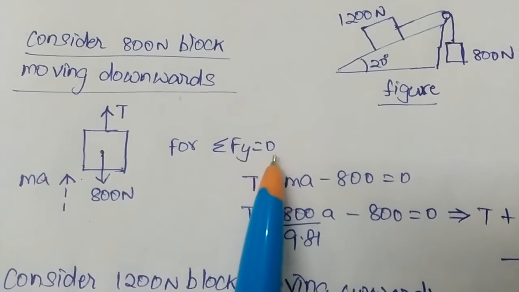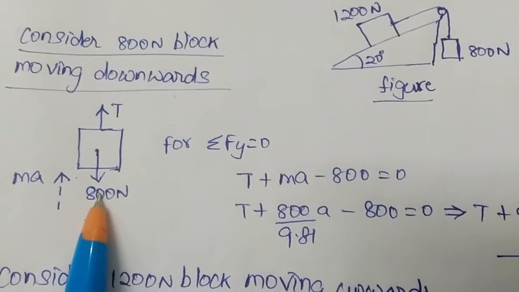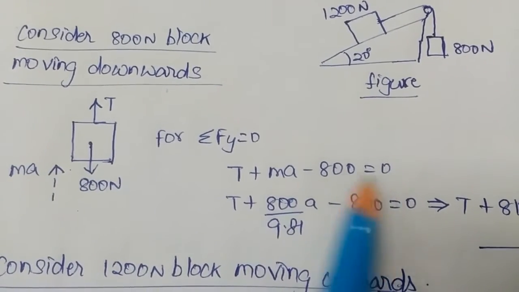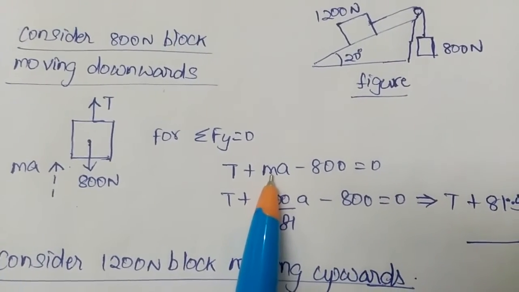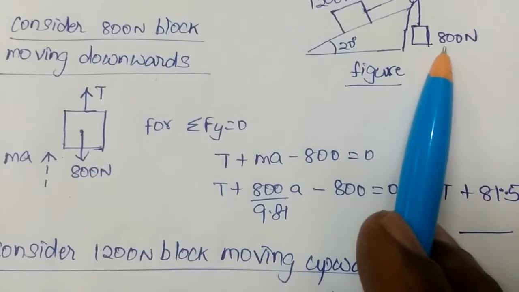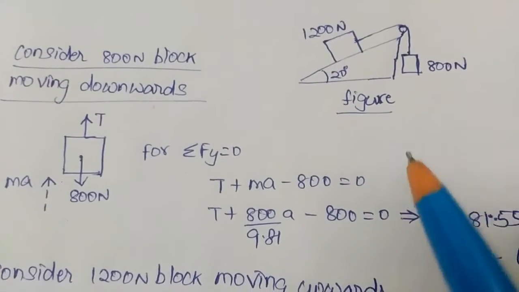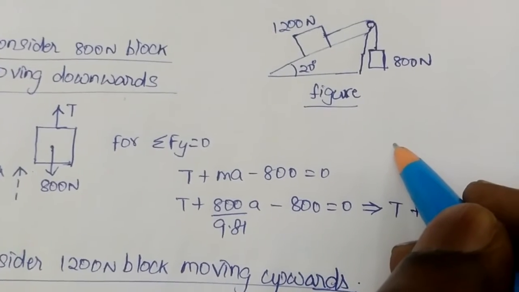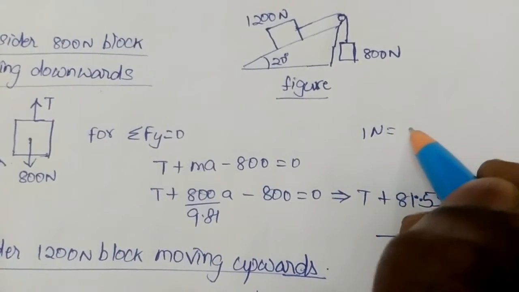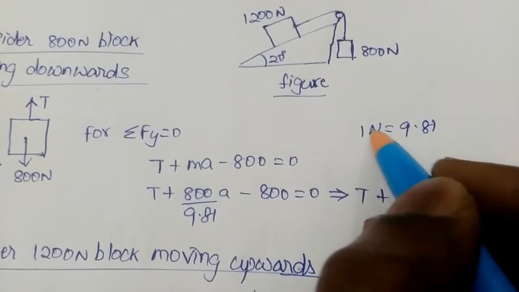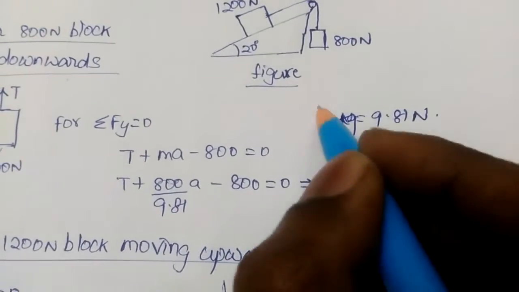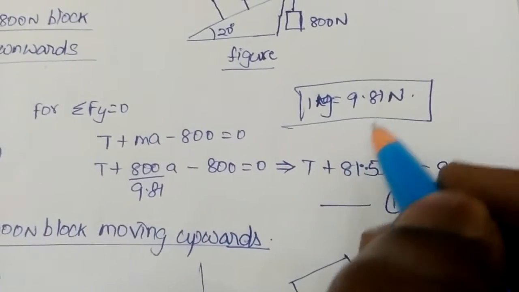So for summation Fy equal to 0: plus T minus 800 plus ma equal to 0. Since m should always be expressed in kilogram, and here in the figure it is given in Newton, we have to convert this Newton into kilogram. We know that 1 kilogram equal to 9.81 Newton.